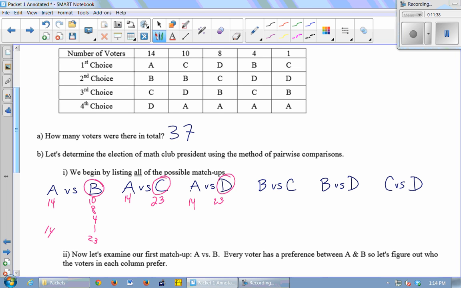B versus C. For the first 14, if we force them to choose between B and C, who would they pick? B, because they've got B ranked higher than C. So we know that they prefer B over C. So we give 14 votes to B.